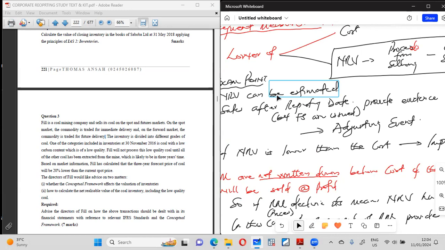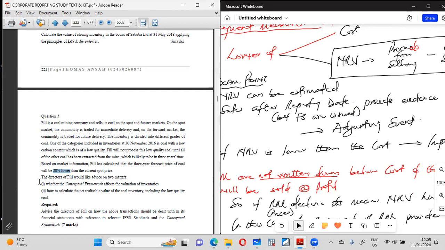So it means that what will happen, as you can see, they are giving you some things about the market, and so it should help you do your estimation. So at the end of the year, the spot price will give a good evidence on the net realizable value. The spot price at the end of the year will actually give you the evidence of the net realizable value.